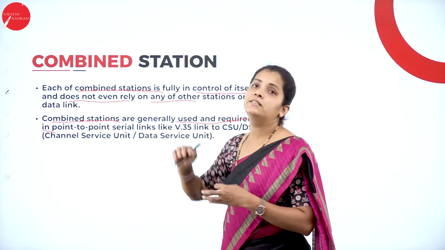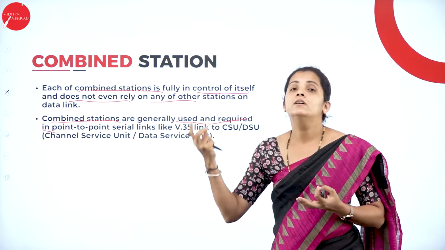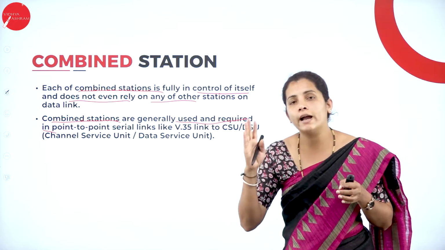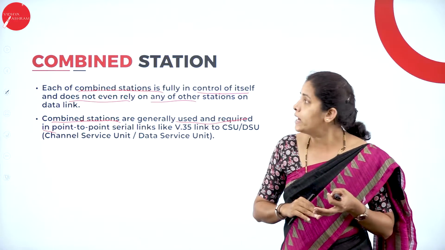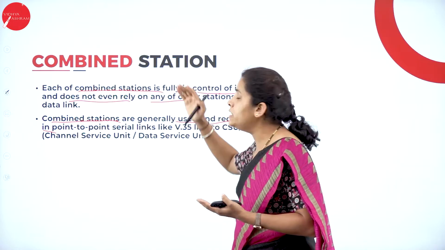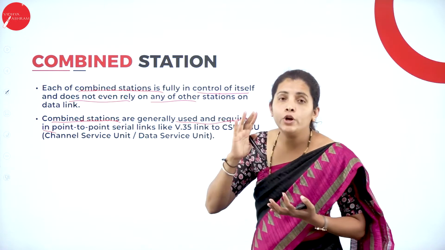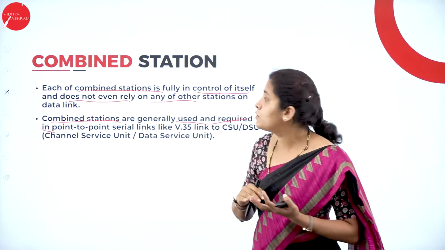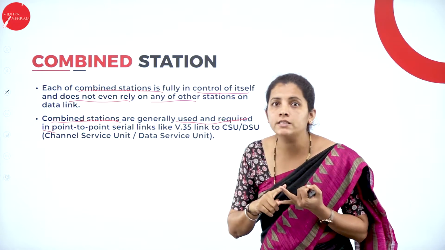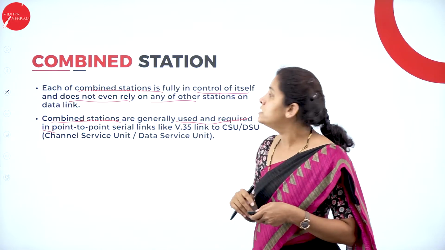The name itself indicates that it combines both stations, that means it includes both the primary station and the secondary station, and each combined station is fully in control of itself. So here we get three different types of stations: first the primary station, next the secondary station, and the last type, the combined station.